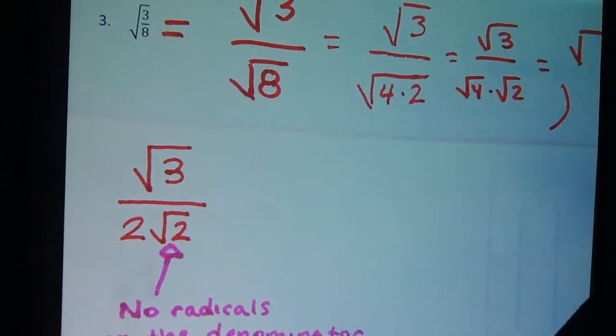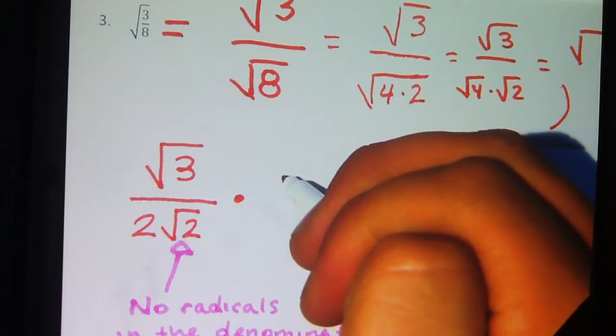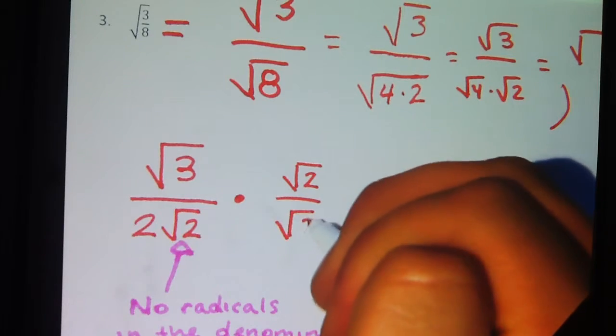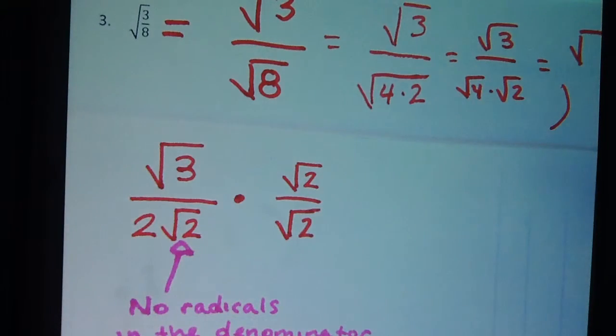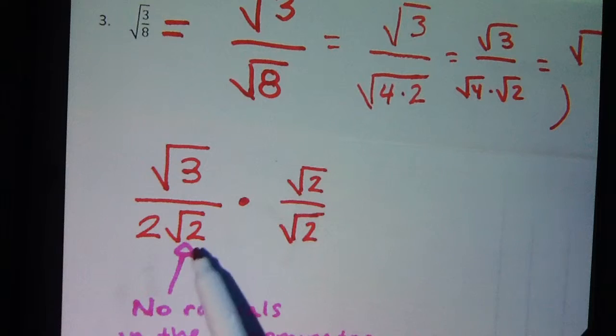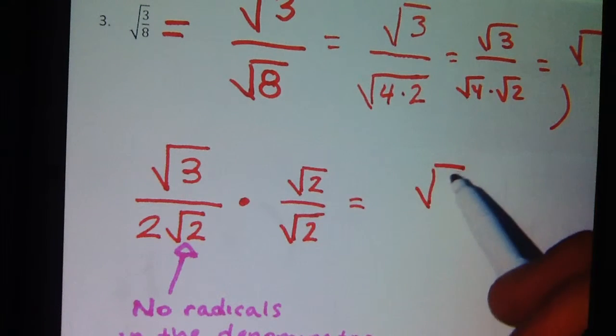And so, because there are no radicals allowed in the denominator, we're going to have to go ahead and rationalize the denominator. And the way that we're going to rationalize the denominator is by multiplying by root 2 over root 2. The reason we do this is because when you're multiplying two square roots, you go ahead and multiply the numbers. And so you're going to get the square root of 6 on top.